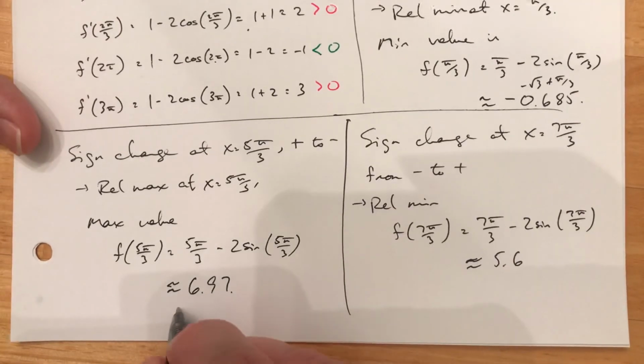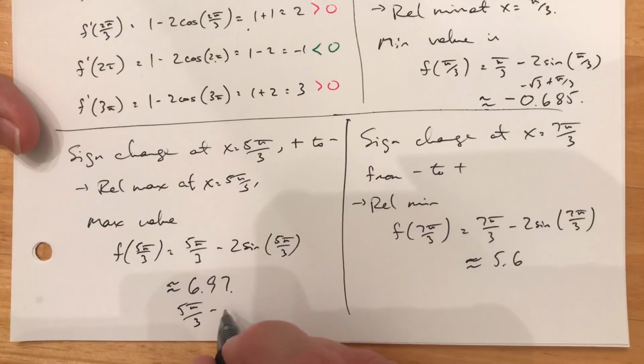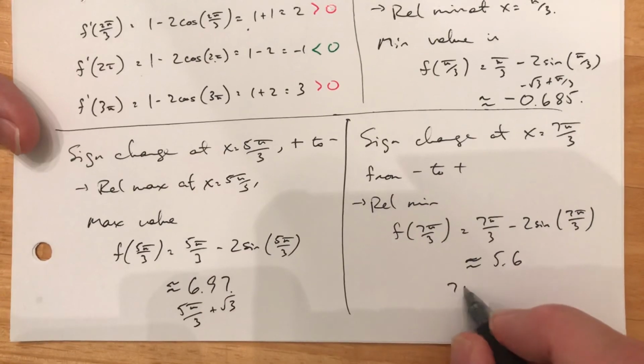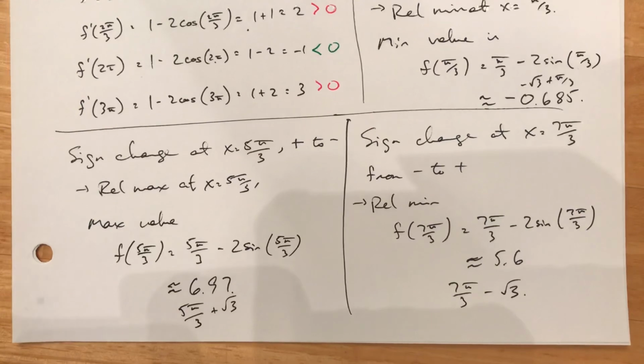This guy is going to be 5 pi over 3 minus 2. Let me go around in the circle a little bit. That's going to make plus the square root of 3, and this should be 7 pi over 3 minus the square root of 3.